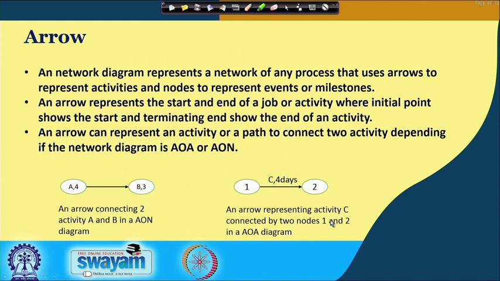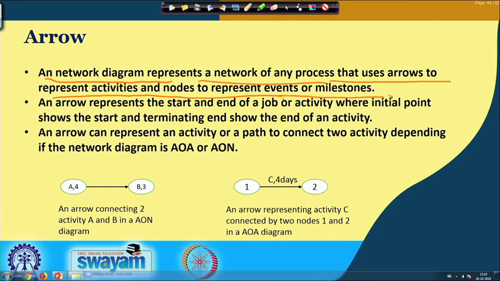So, let us now see the network diagram. A network diagram represents a network of any process that uses arrows to represent activities and nodes to represent the events or milestones. That means, if you are considering in this activity 2 by 2, the activity C is complete. But that facility is not available in the activity on node diagram.